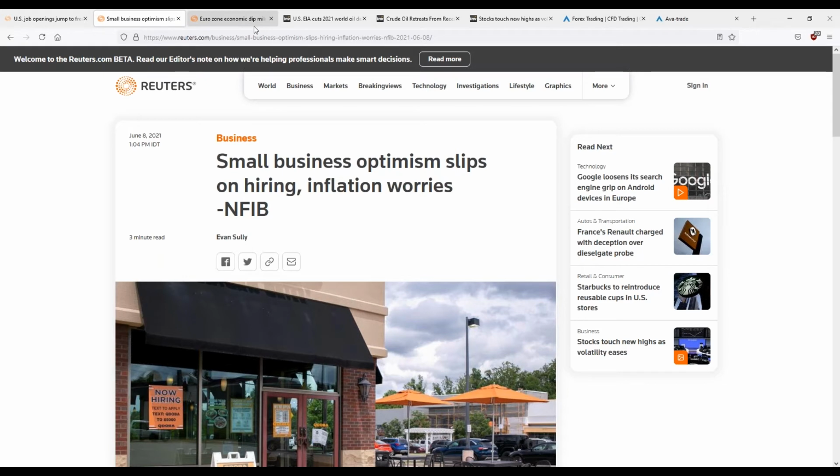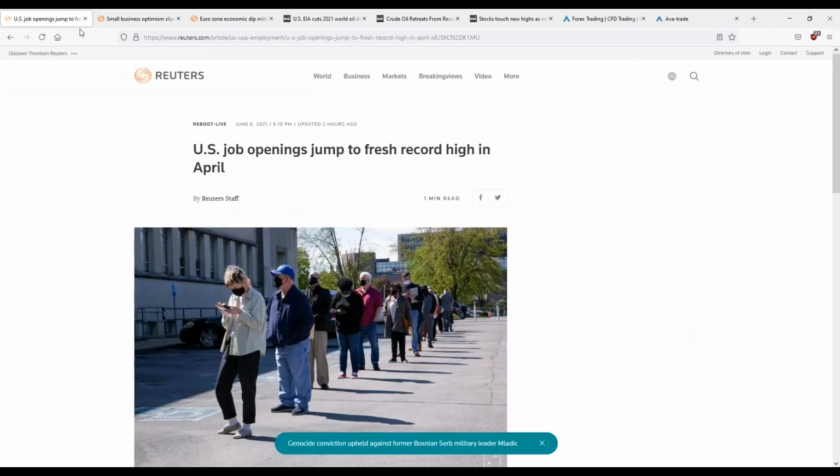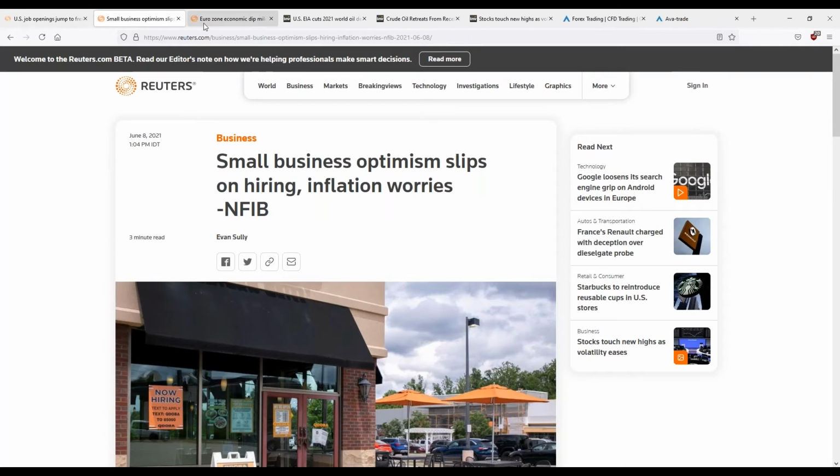We see the movement on the markets today is indecisive, and that's exactly what we see here. Indecisive headlines. One's positive, one's negative. Okay.